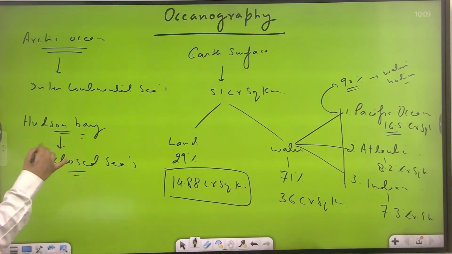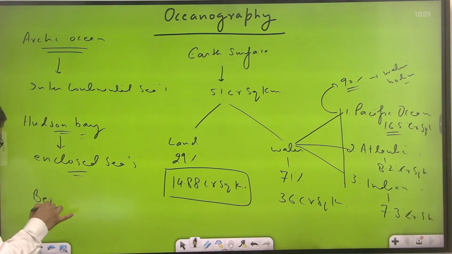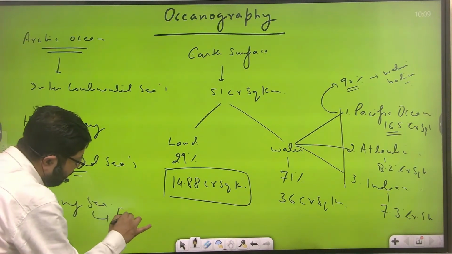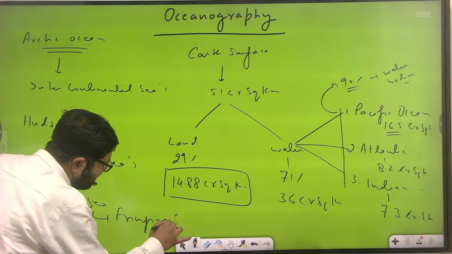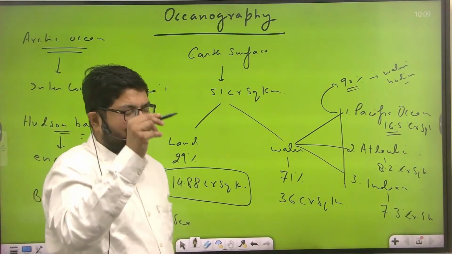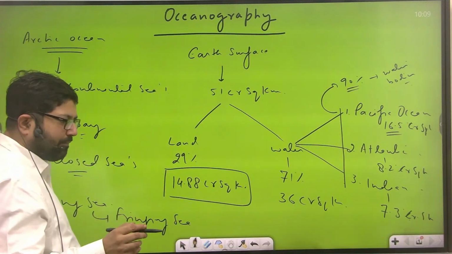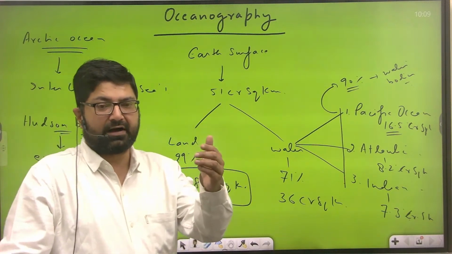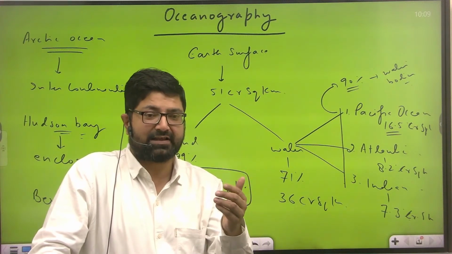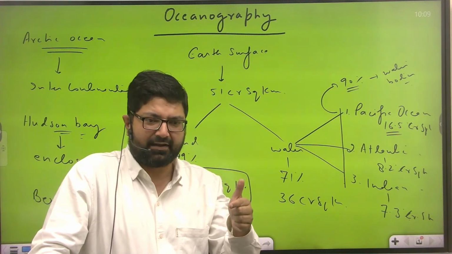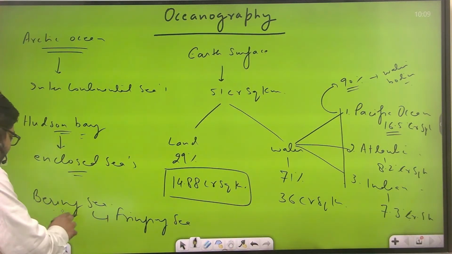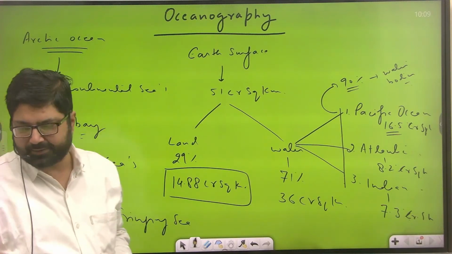Then among fringing seas, Bering Sea is the largest. Fringing seas are those seas which are bounded on one side by islands. If you see Sea of Okhotsk, East China Sea, South China Sea, they are bounded by islands on one side. Bering Sea happens to be the largest among them.